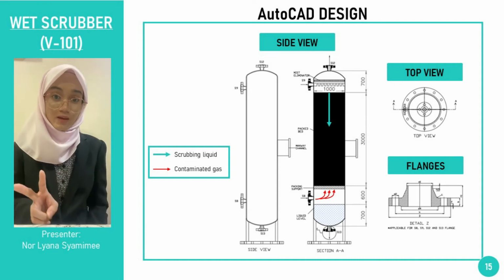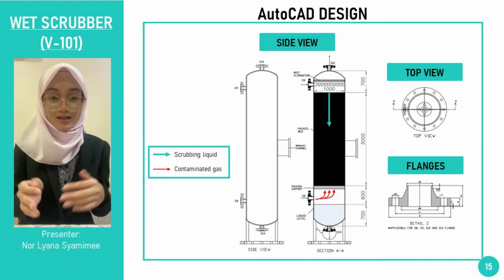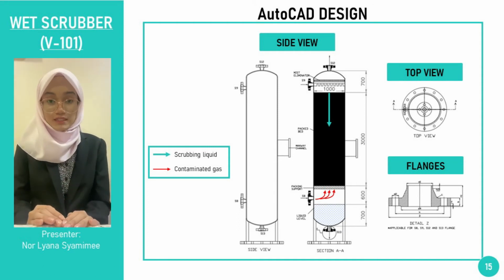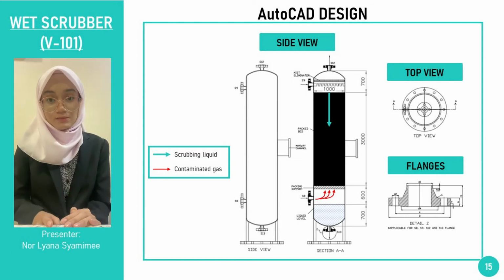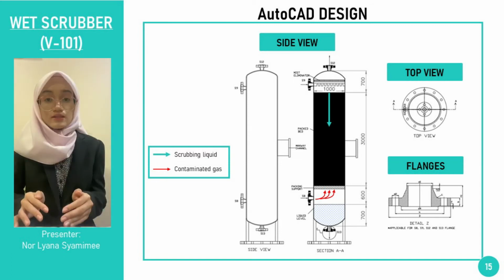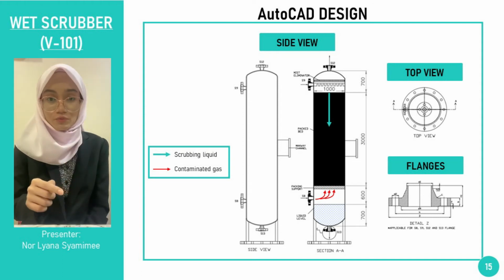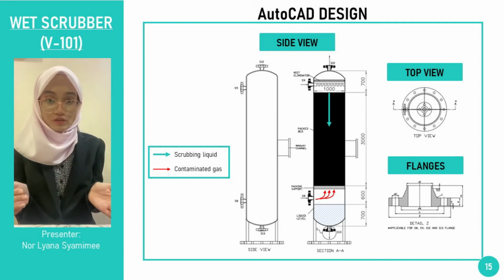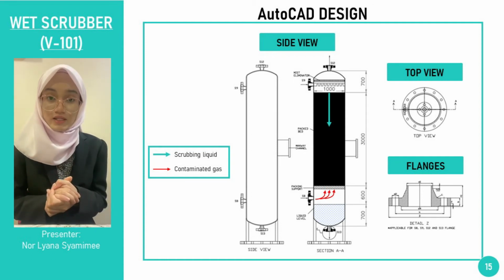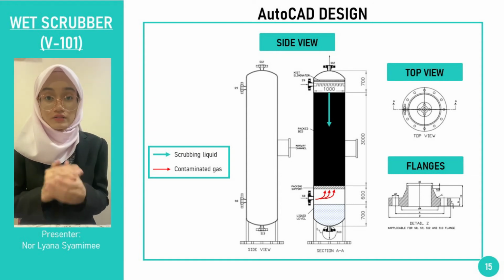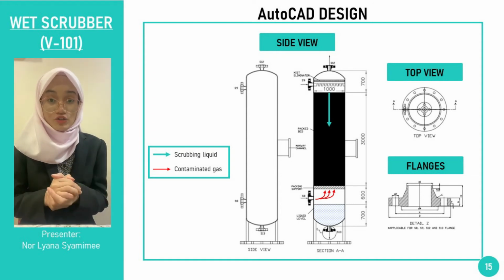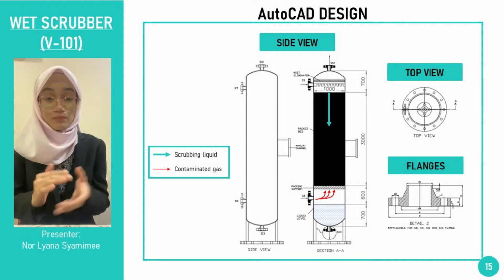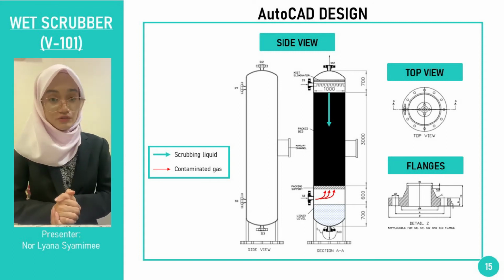As you can see at the cross-sectional view there, it is countercurrent flow, in which the scrubbing liquid, or the blue arrow, is introduced at the top of the tower using sprays and flows downward over the packing material, while the contaminated gases, or the red arrows there, enter at the bottom of the tower and flow upwards through the packing materials.